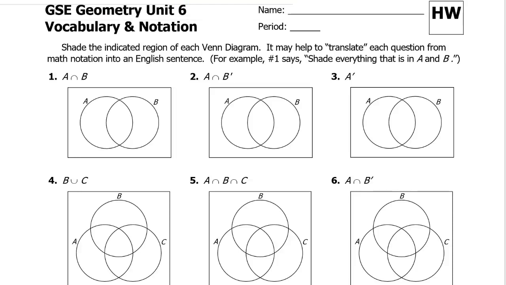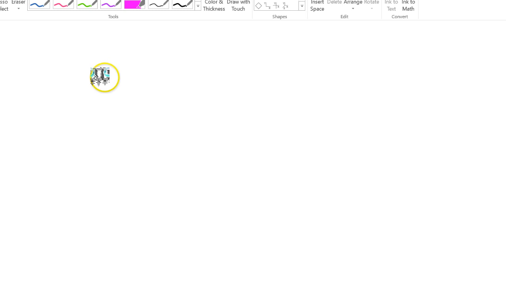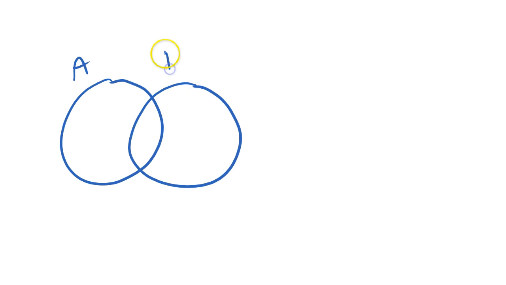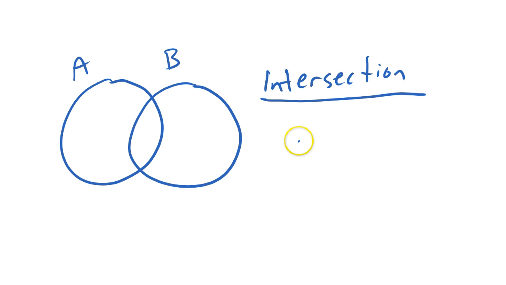Alright, in this video we will explore some basic set theory, and we're going to start with some Venn diagrams. So if this is set A and this is set B, we can talk about the intersection of these. And the intersection is given by these symbols, A intersection B.